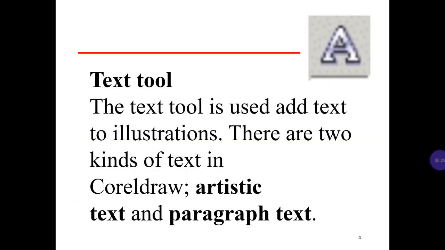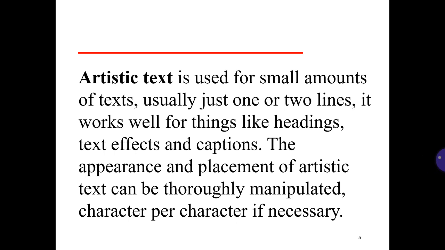Text tool. The text tool is used to add text to illustrations. There are two kinds of text in CorelDRAW. First, artistic text, and second, paragraph text. Artistic text is used for small amounts of text, usually just 1 or 2 lines. It works well for things like headings, text effects, and captions. The appearance and placement of artistic text can be thoroughly manipulated, character per character if necessary.